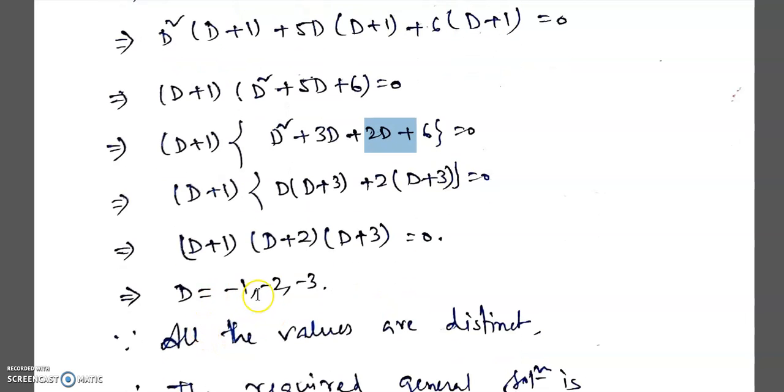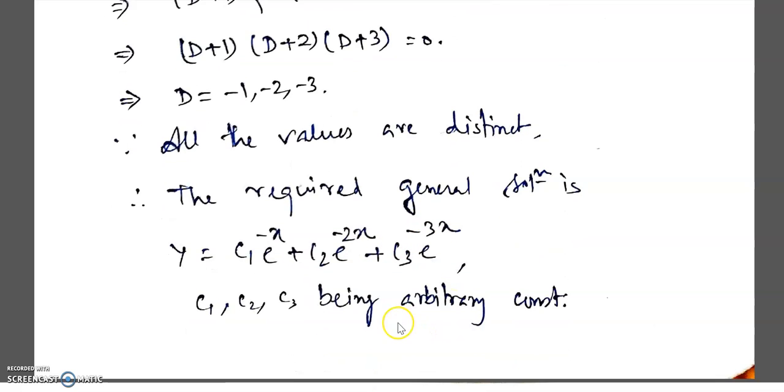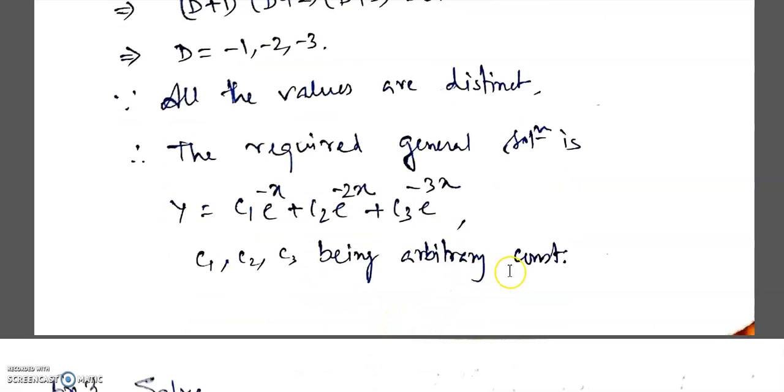D equal to minus 1, minus 2, minus 3. Now you see all the values are different, all the values are distinct. So if all the values are distinct, how do we write the solution? C1 e power m1x, that means C1 e power minus x plus C2 e power minus 2x plus C3 e power minus 3x, because all the values are distinct, where C1, C2, C3 are arbitrary constants.